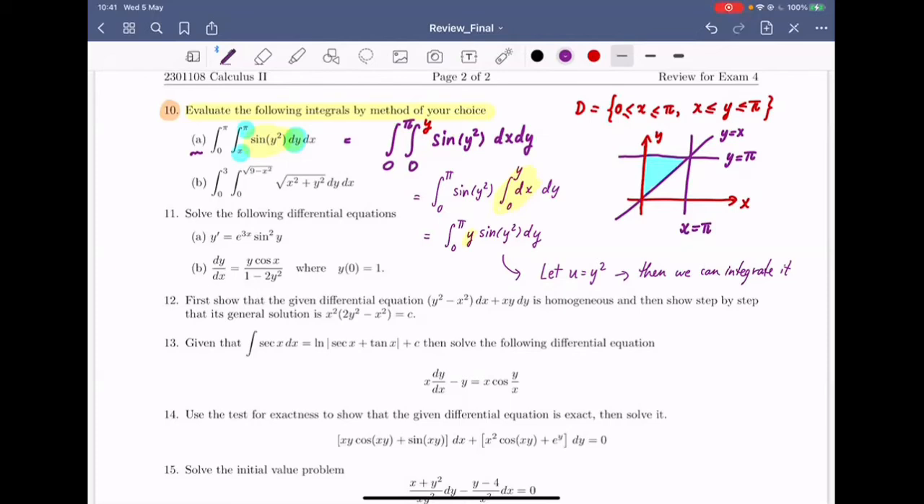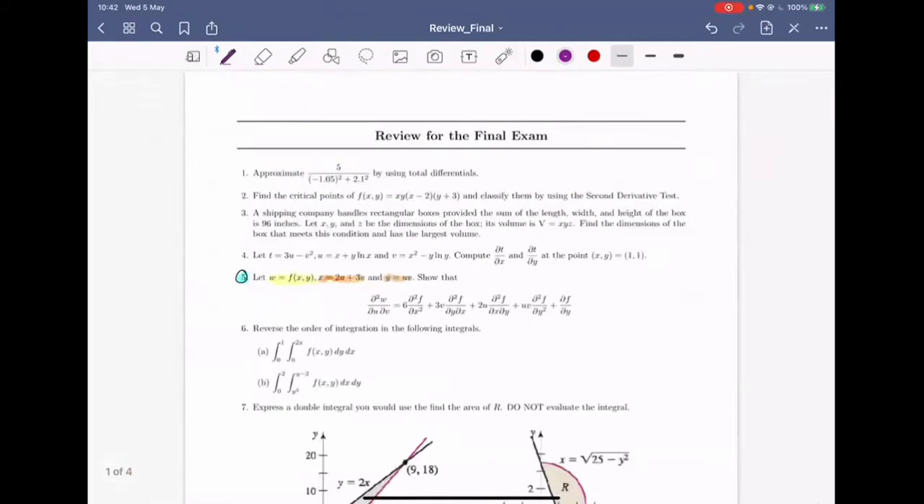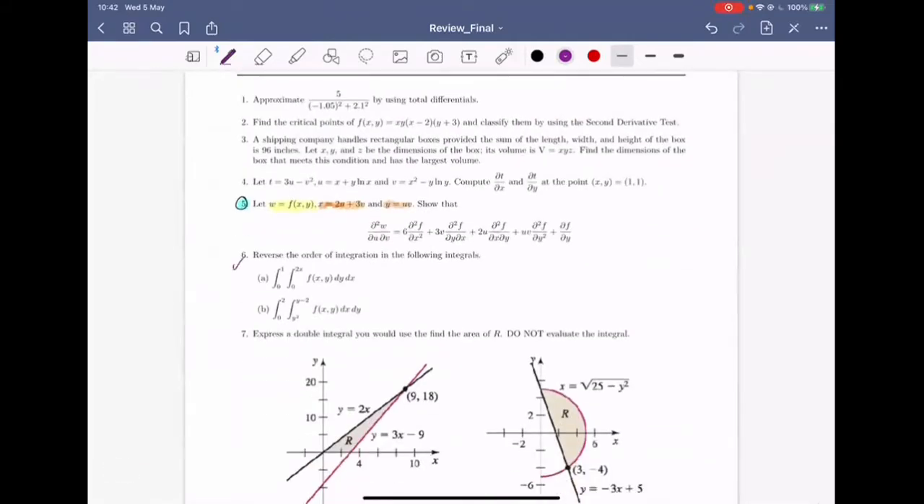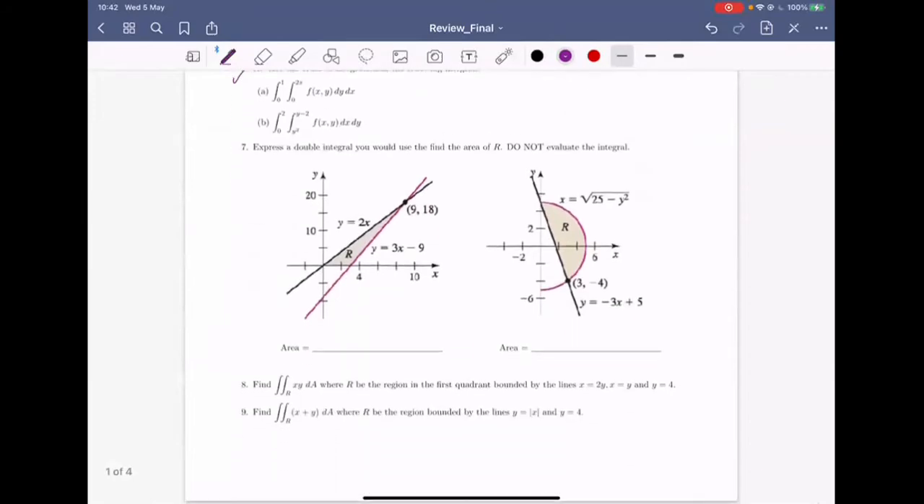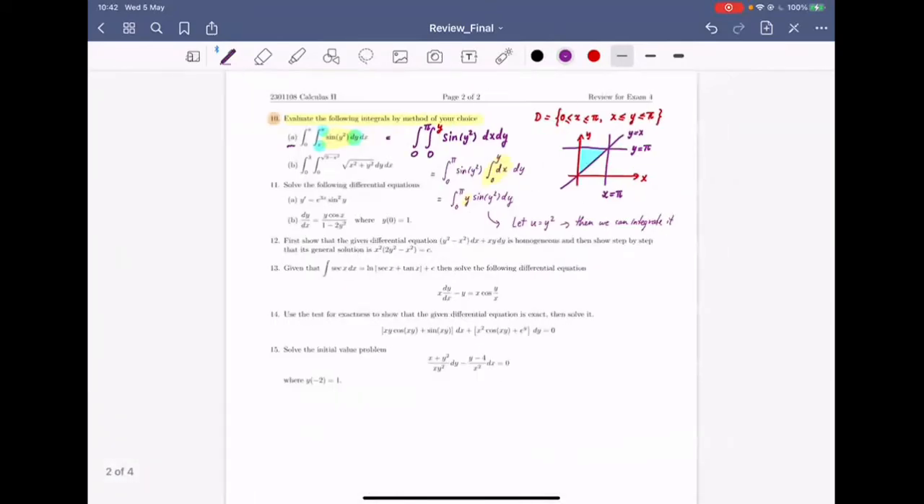This is the type of question that you probably see on the exam as well, where we just switch the order of integration. If you want to practice switching dx dy and dy dx, this is a question you should do too.